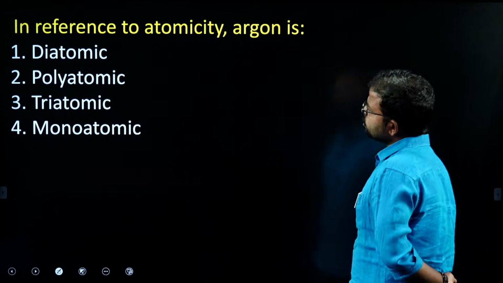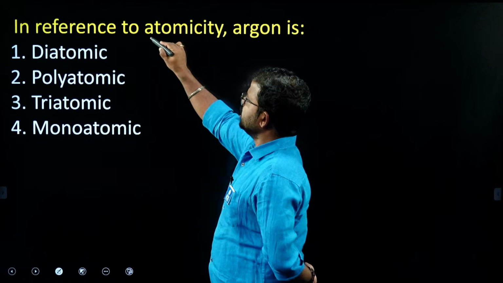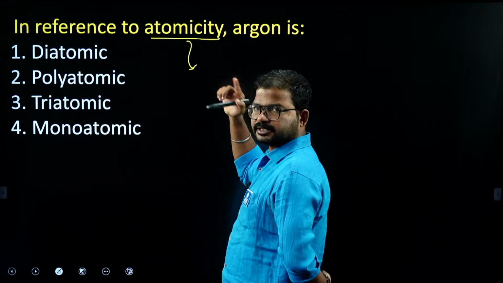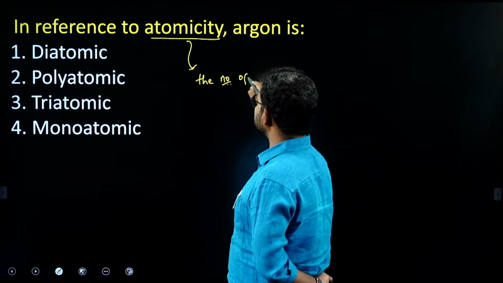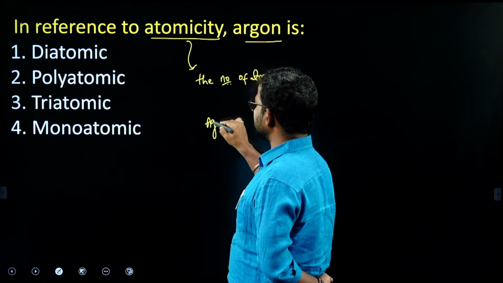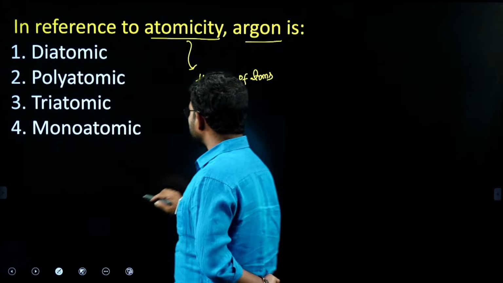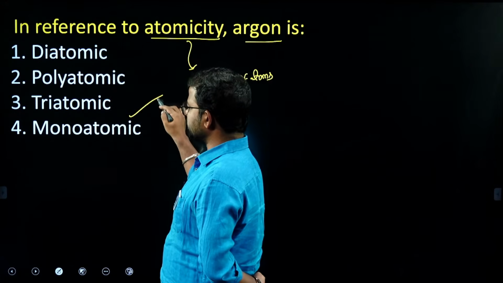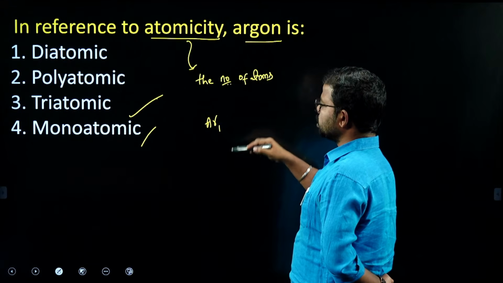Next, in the reference to atomicity, argon is, okay. Atomicity means the number of atoms in a molecule or an element. If you consider argon, nothing but a noble gas, it is represented with Ar. So the atomicity is, how many argons do we have? Only one. That's why it is treated as a monoatomic element. Noble gases are mostly monoatomic.